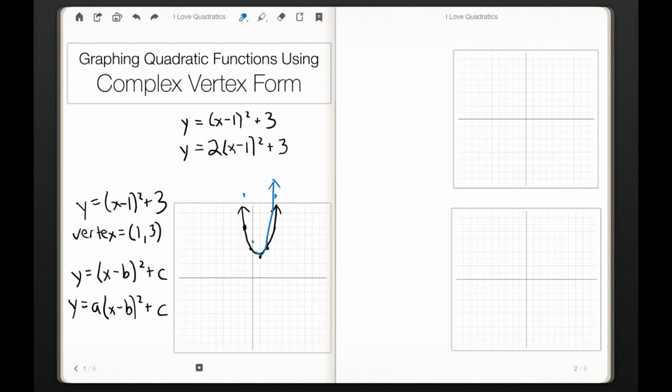Let me see if I can draw that in there so you see that it is increasing twice as steep. So it's much narrower in the center.